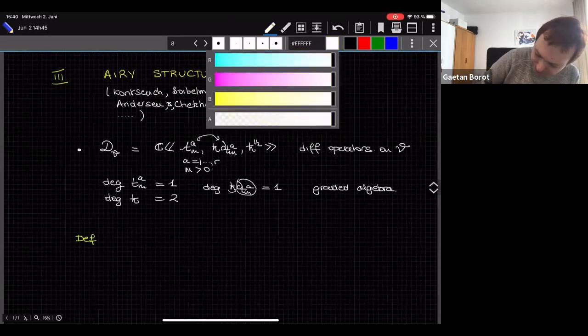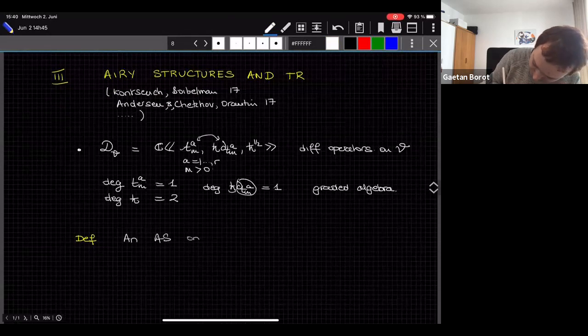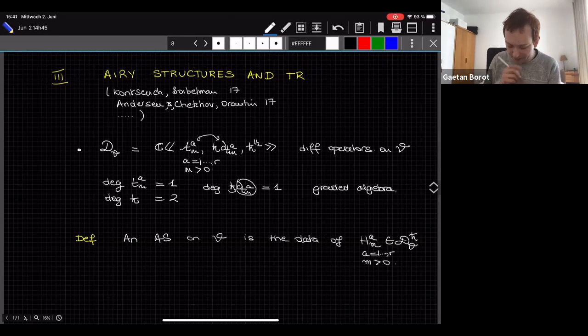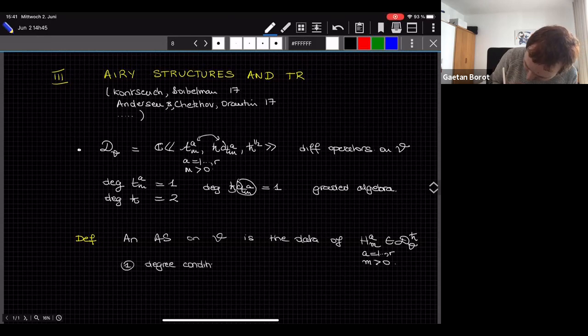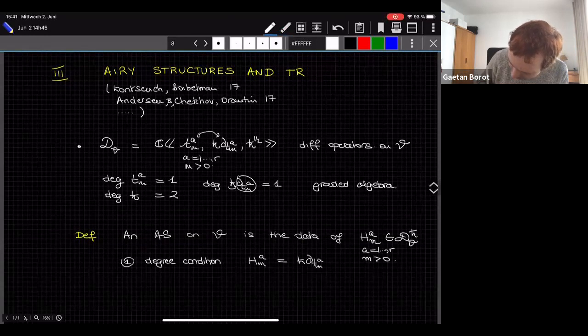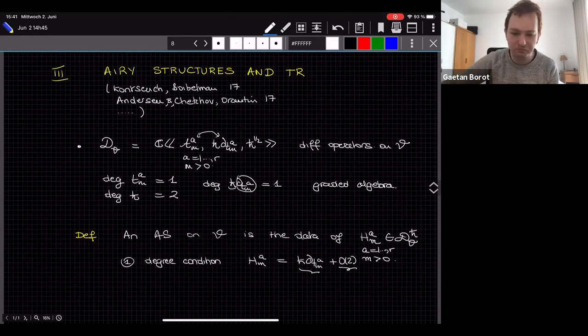And an array structure on V is the data of a collection of differential operators indexed by the basis of V. So again, a between 1 and r and m positive, such that we have the degree condition telling us that H_{m,a} is H bar d/dt_{m,a} plus something of higher order. So that's higher degree. So in degree 1, there's just derivatives. There's no degree 0. And then there could be terms of any degree.